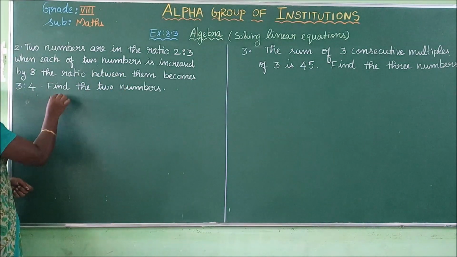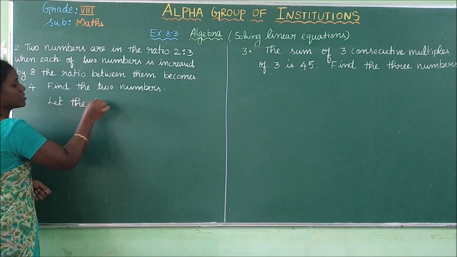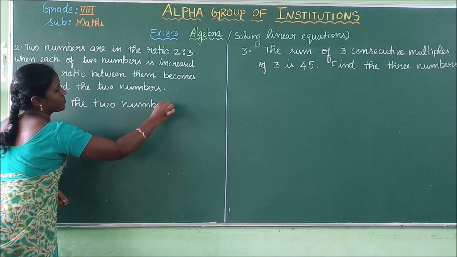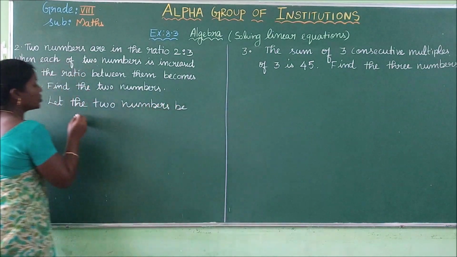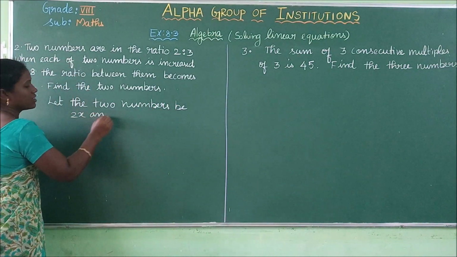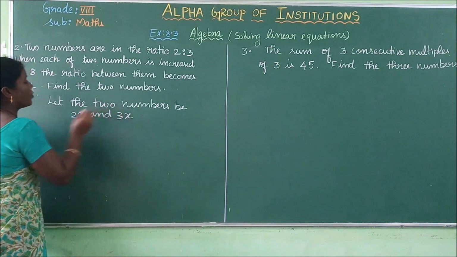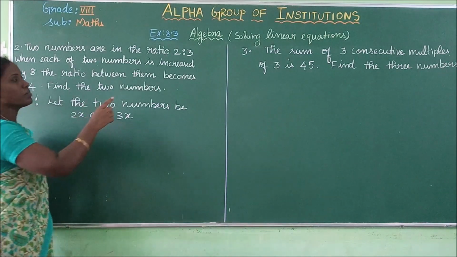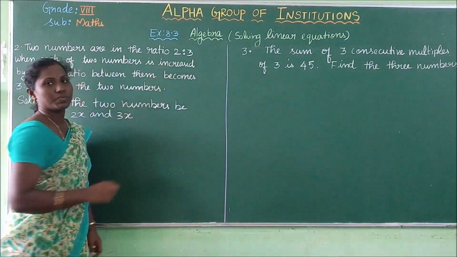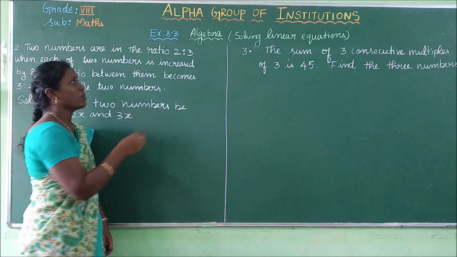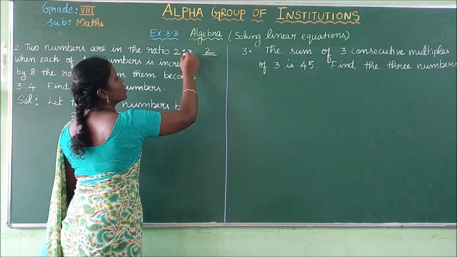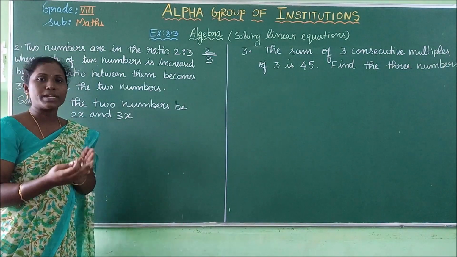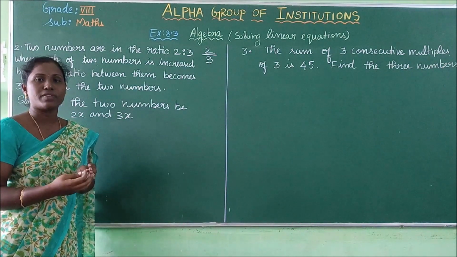So, let the two numbers be 2x and 3x. How are we taking this as 2x and 3x? Because the relationship between the two numbers is given in the form of a ratio. Ratio means it is the simplified form. 2:3 can be taken as 2/3. So the numbers have some common multiple. It was simplified, isn't it?